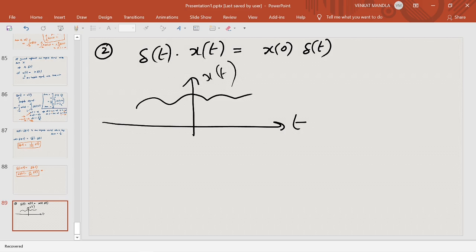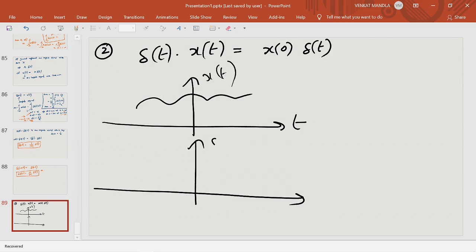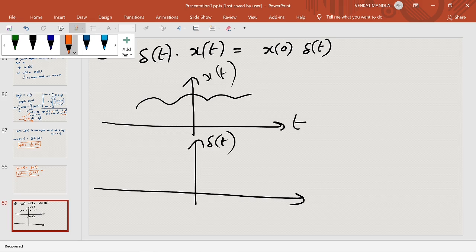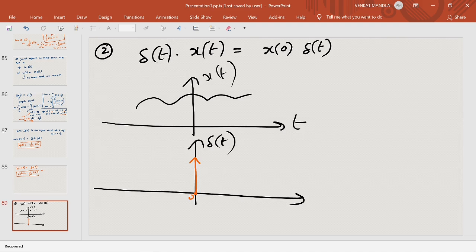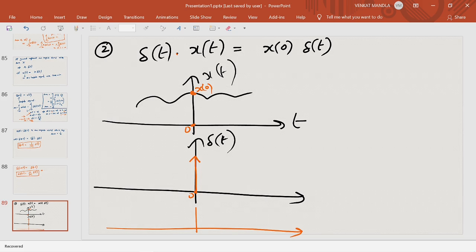Anyway, this signal is x of t, a random signal. Let us say this is del of t. Del of t exists only at t equal to 0. What we are doing here is multiplying del of t with x of t. At t equal to 0, let us say x of t has the value x of 0. We are multiplying these two signals. What do you get? You just get x of 0.